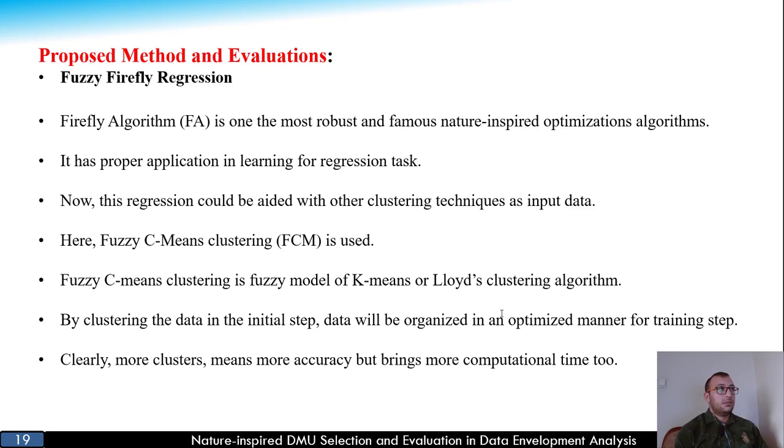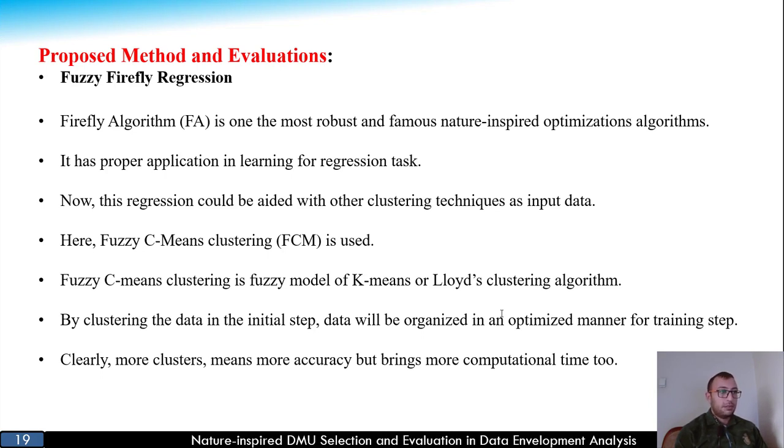Firefly fuzzy regression. The firefly algorithm is one of the most robust and famous nature-inspired optimization algorithms. It has proper application in learning for regression tasks. Now, this regression could be aided with other clustering techniques on input data. Here, fuzzy C-means or FCM is used. Fuzzy C-means is the fuzzy model of the K-means clustering algorithm. By clustering the data in initial steps, data will be organized in an optimized manner for the training step.